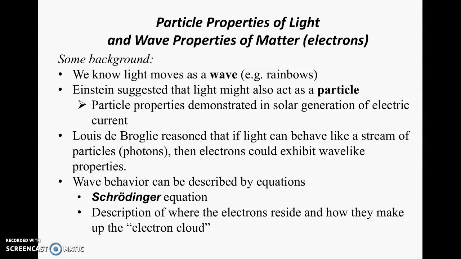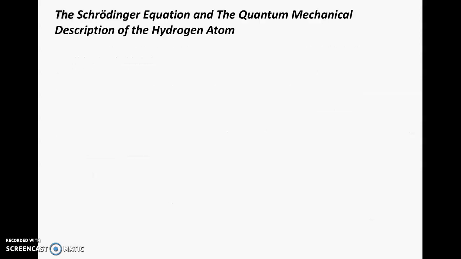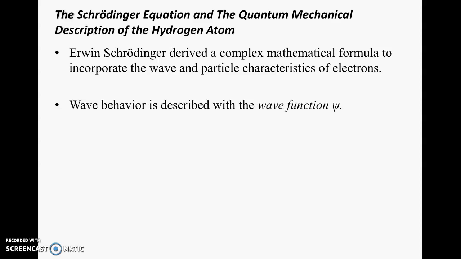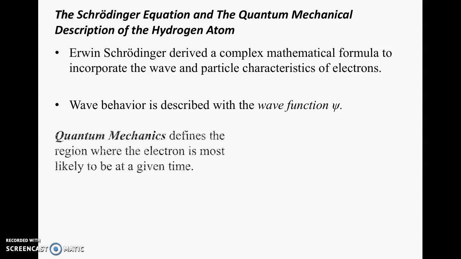And when you solve the Schrodinger equation, you get sort of a probability map of where the electrons reside, and it turns out that they're in something called an electron cloud, not an orbit. So Schrodinger's formula described both wave and particle characteristics of an electron. The wave behavior is described as a wave function, which has the symbol psi, which looks like a little pitchfork. And it defines a region where the electron is most likely to be.